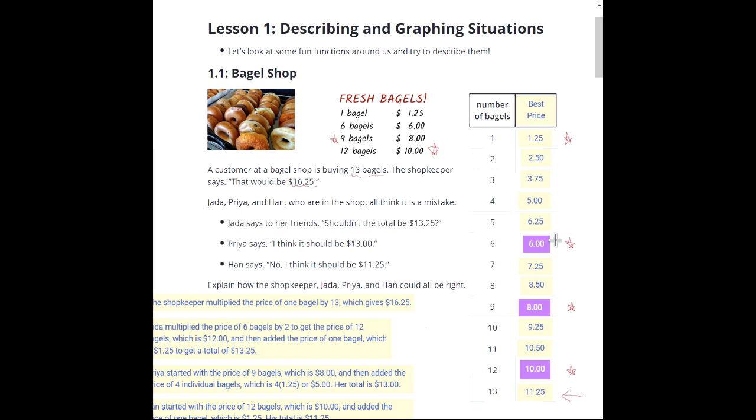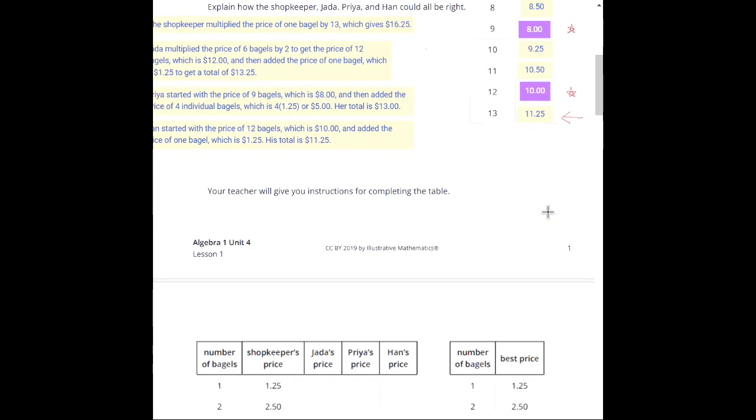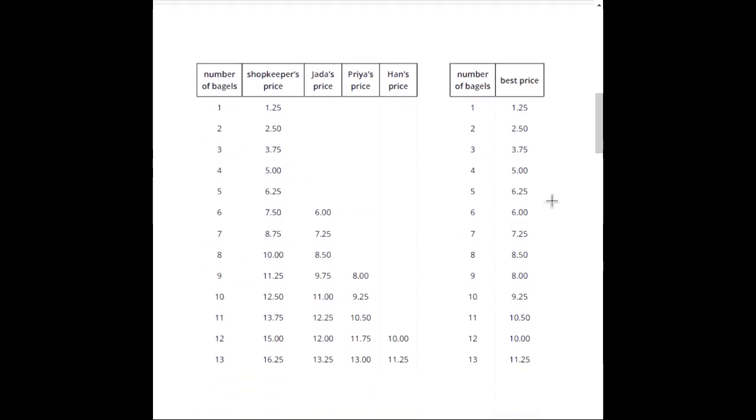of $11.25. Okay. So another way you can do this is you can look at a plot like this, and it will calculate or show you visually in a table how you can go about looking at these different values. Okay, and so we can see, right, that the shopkeeper's price is $16.25, Jada's price is $13.25, Priya's price is $13, and Han's price is $11.25. So I'm going with Han. All right, that's the bagel calculation that I would want.